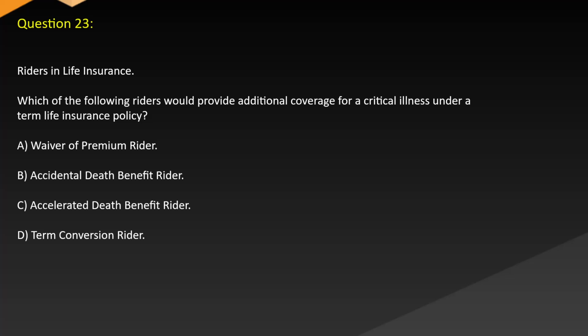Question 23. Riders in life insurance. Which of the following riders would provide additional coverage for a critical illness under a term life insurance policy? A. Waiver of premium rider. B. Accidental death benefit rider. C. Accelerated death benefit rider. D. Term conversion rider.